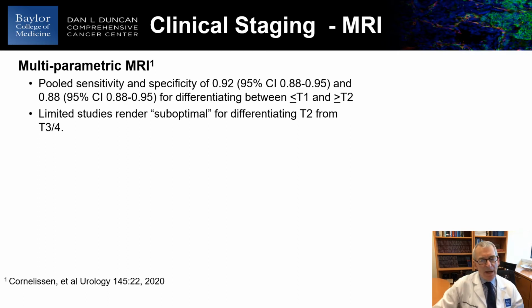So MRI may actually be the sweet spot of cross-sectional imaging, and there's a number of nice studies that have addressed this, and I'll just highlight a few of them. So in this paper by Cornelissen et al., they reported a review of multiparametric MRI in 2020 and found a high sensitivity and specificity for differentiating between T1 or lower stage tumors versus T2 or higher. However, it did not appear to be useful for differentiating by T stage among muscle-invasive cancers.